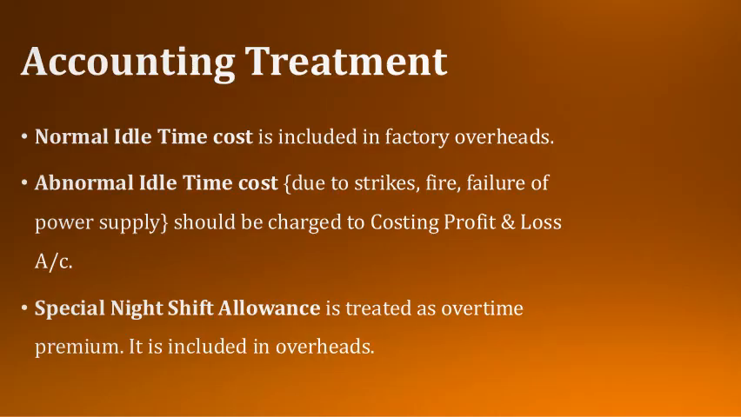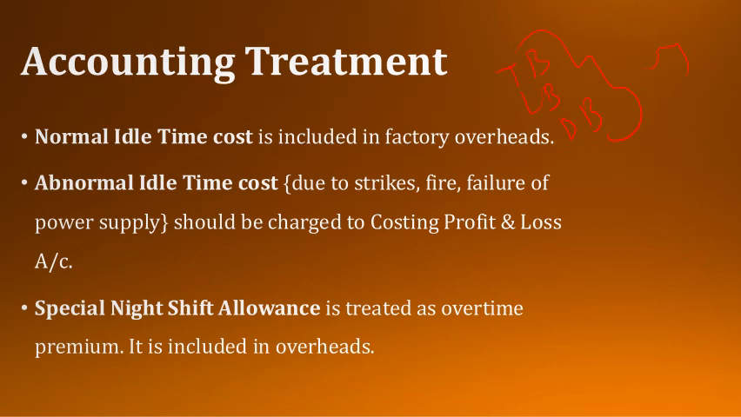Now, the last part of this session, accounting treatment. Normal idle time cost is included in factory overhead. So what is normal idle time? In the last two slides before, we have seen the schedule. In there, there was a tea break, right? Then there was a lunch break, then there was a dinner break. These are normal idle time. These are supposed to be for all the workers in the factory, and that much idle time you have to give, otherwise your workers cannot work properly.